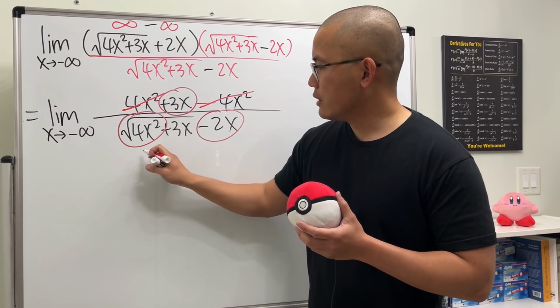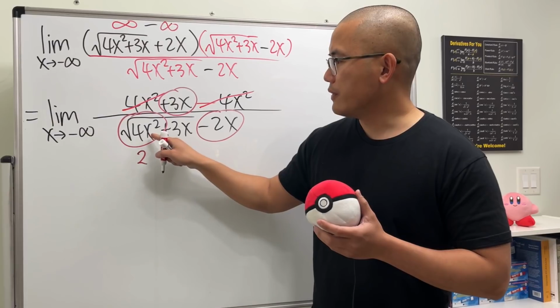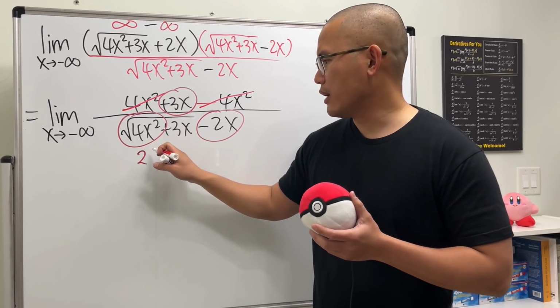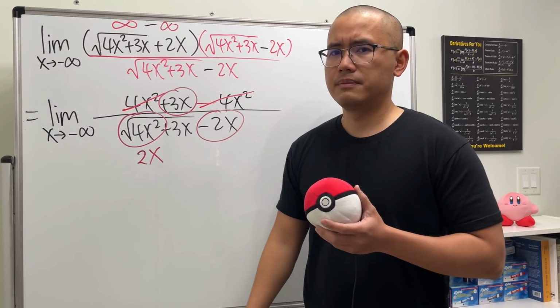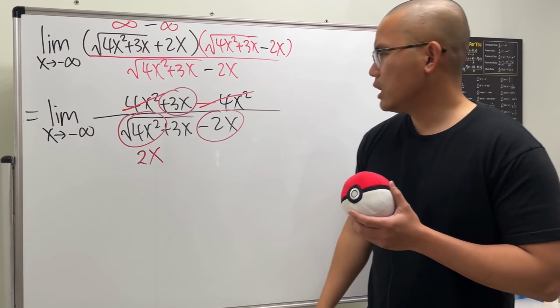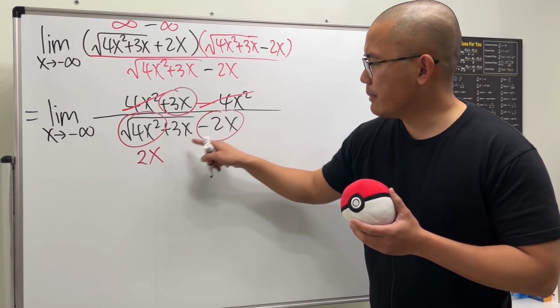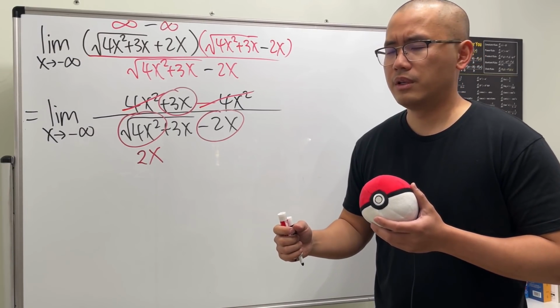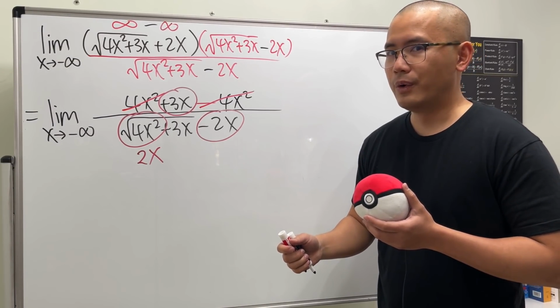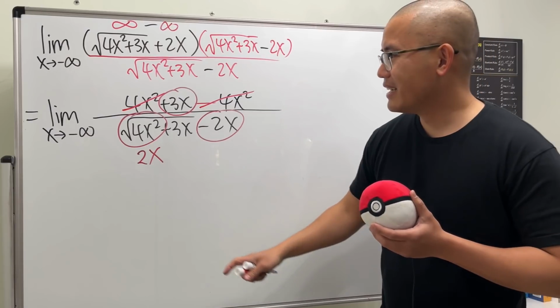Square root of 4 is 2. Square root of x squared, we can just cancel it out, huh? So we just get x, right? If we do that, then 2x minus 2x is just 0 though. Something's wrong. What is it? I don't know. All right, here's the thing.